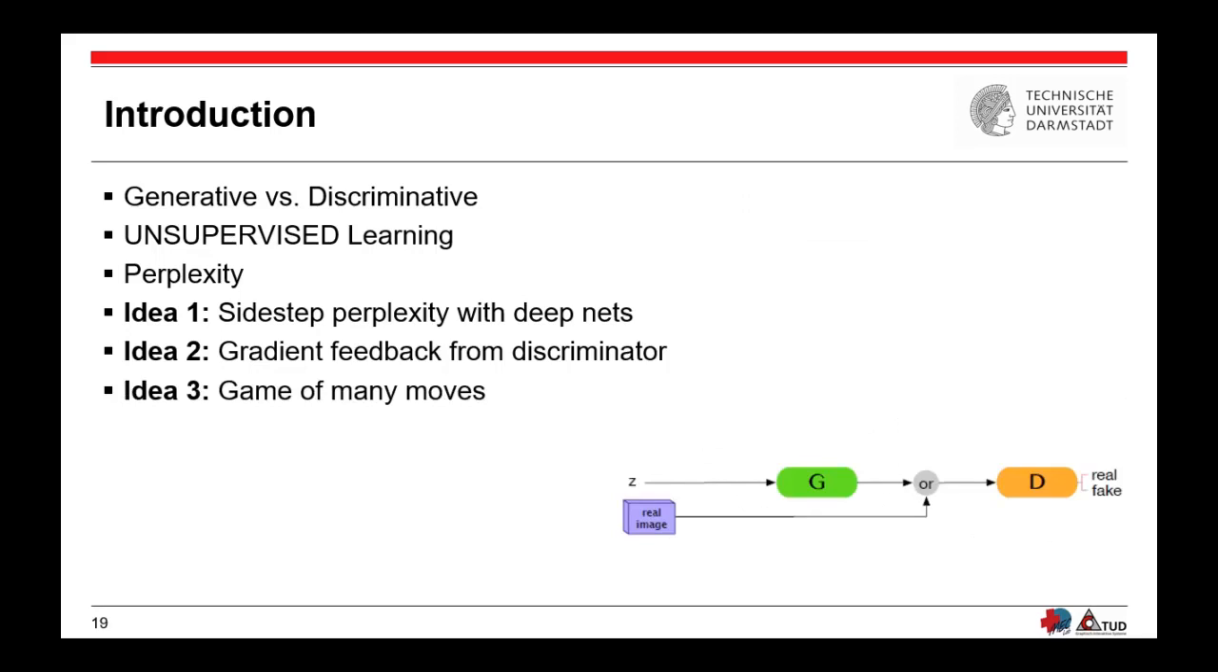And this happens as a game of many moves. At each point, the generator tries to learn so that it can fool the discriminator, and the discriminator tries to figure out what is real and what is not real. So this is something which you normally take a look at when you talk about GANs. This is the general framework that was introduced by Ian Goodfellow in 2014.